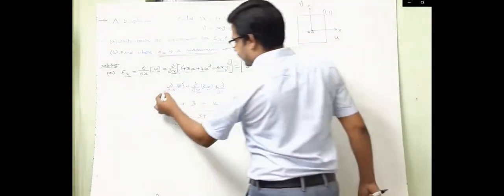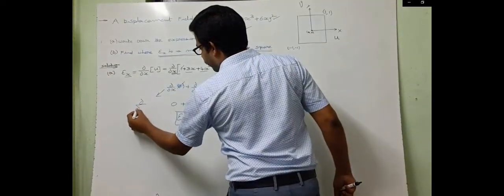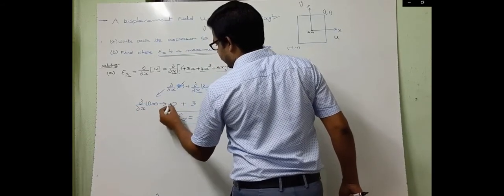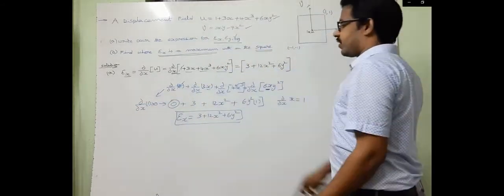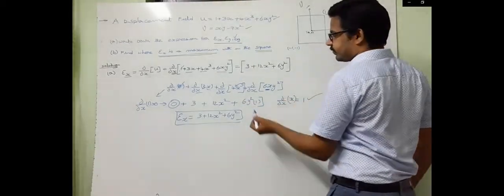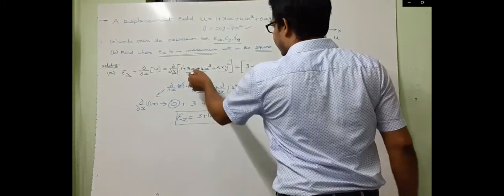So here dou by dou x of any constant term is equal to 0. That's why here dou by dou x of 1 equal to 0, dou by dou x of x equal to 1. This is the simplification of this equation.